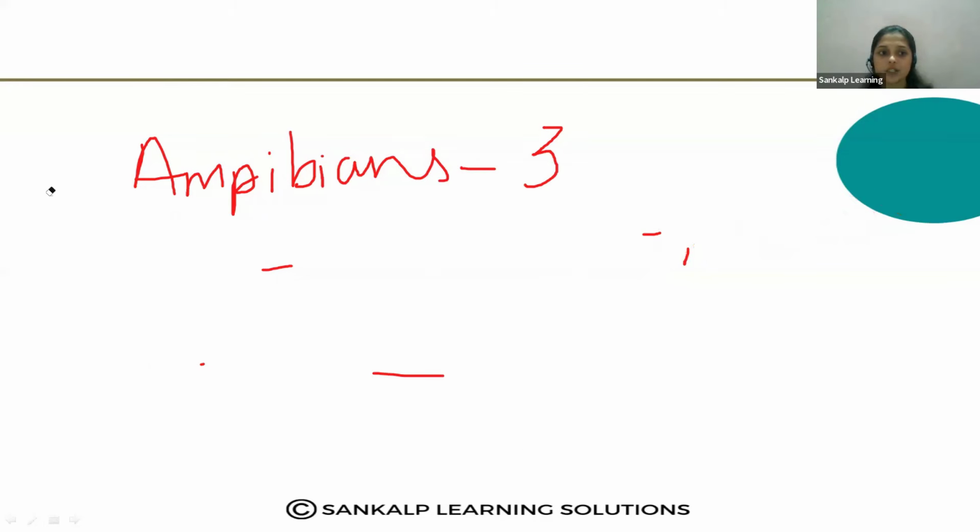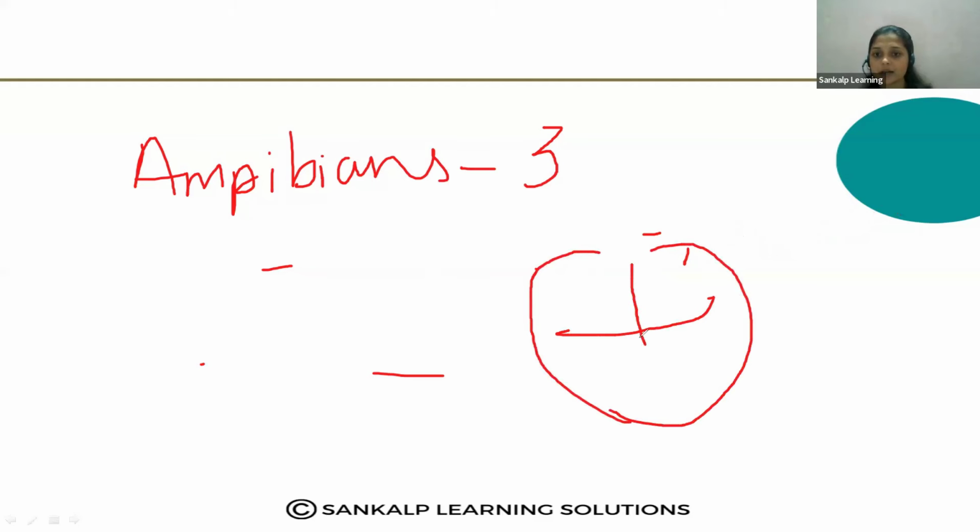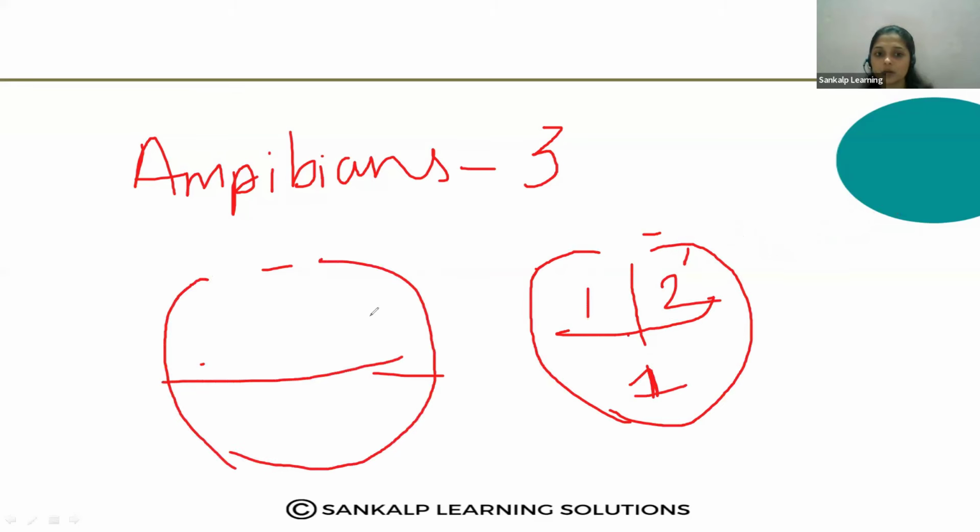In the amphibians, you can observe 2 atria but only 1 ventricle. Only 1 ventricle is there, and 2 atria. The same is the case in reptiles also: only 1 ventricle is there and 2 atria are present. I'm just representing how it is.